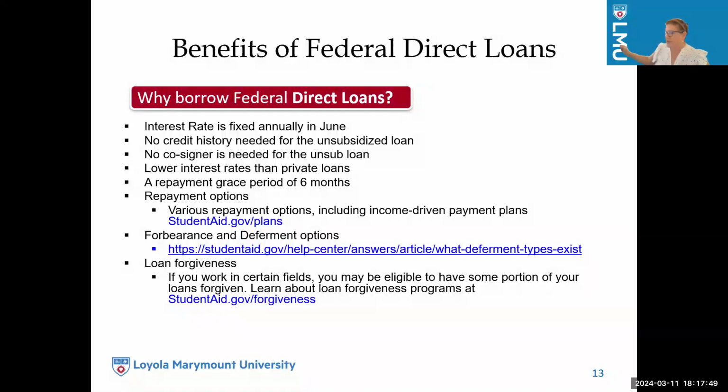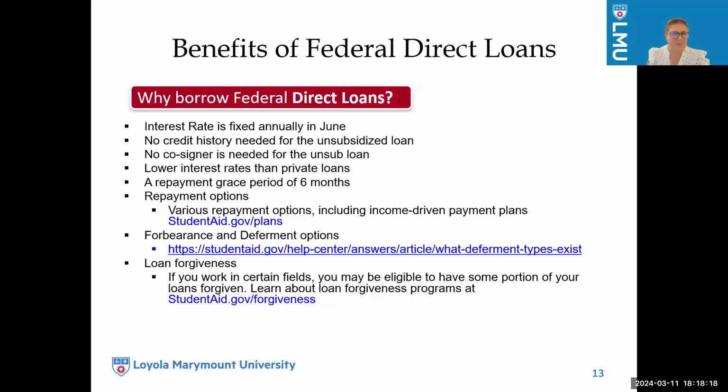So what are the benefits of borrowing from the federal direct loans? So why borrow a federal direct loan? The reason I want to talk about this is because we're going to talk about the alternative loans in just a minute. So the interest rate is fixed annually in June for federal direct loans. No credit history is needed for the unsubsidized loan. No cosigner is needed for the unsub loan. The interest rates are lower than private loans, and the repayment grace period is 6 months.